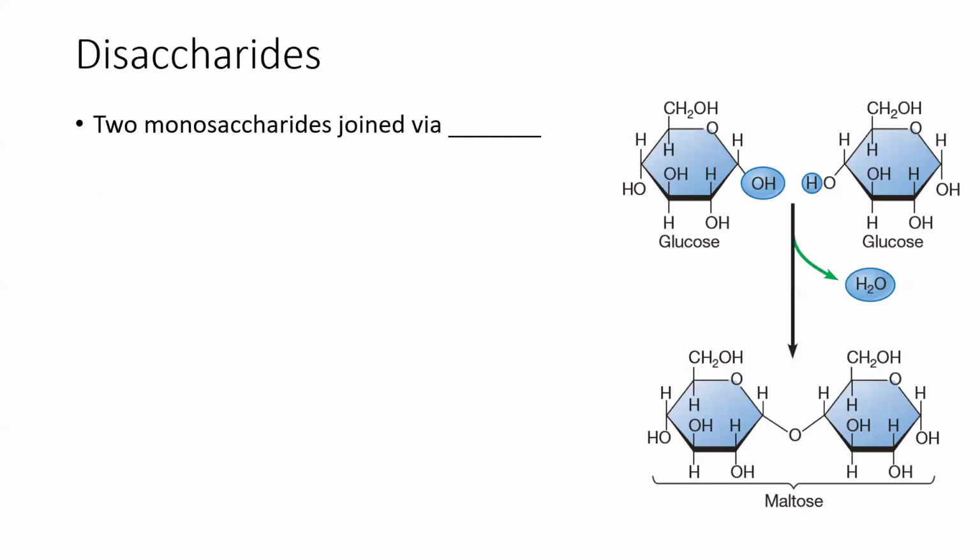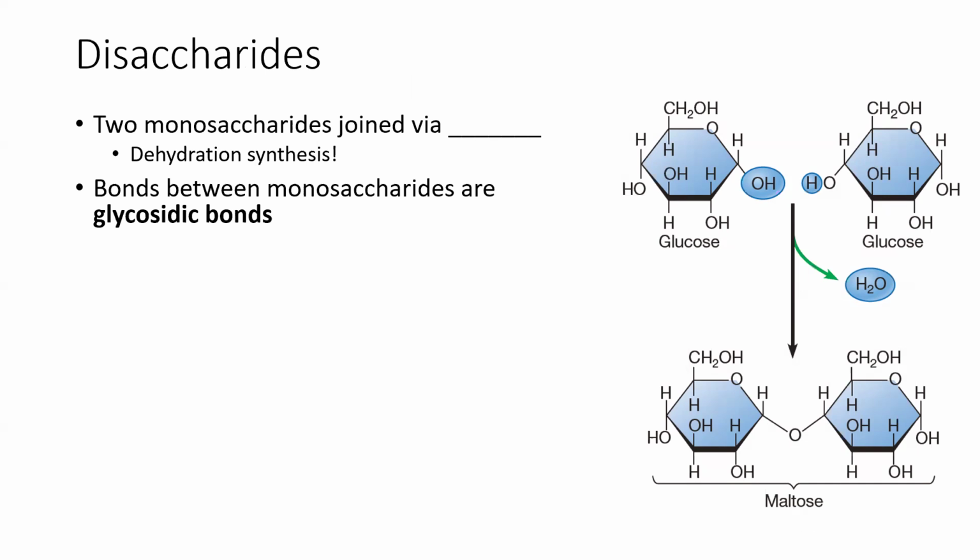I have a question up here. Two monosaccharides form disaccharides. How are they going to be joined? What is the process called? I talked about it today. Dehydration synthesis. Yeah. The specific bonds between these monosaccharides are called glycosidic bonds. That's just a specific type of bond.